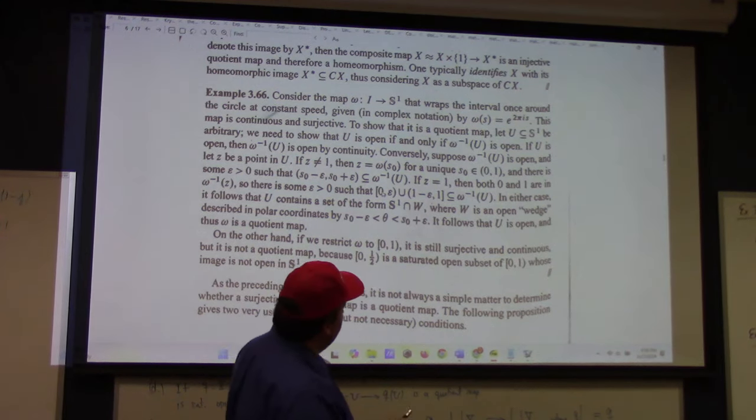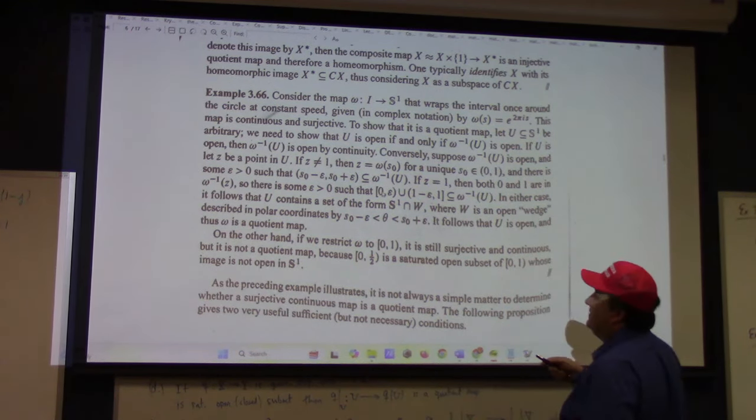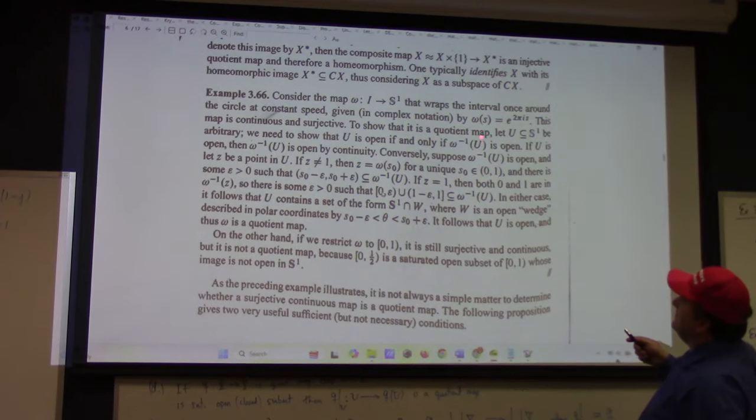He points out that it's continuous and surjective, and then this all shows that it's a quotient map. So what he has to do is show U is open if and only if the inverse image under omega of U is open. The if and only if has two parts. First of all, the inverse image of U is open because the map is continuous, great. Conversely, suppose that this is open.